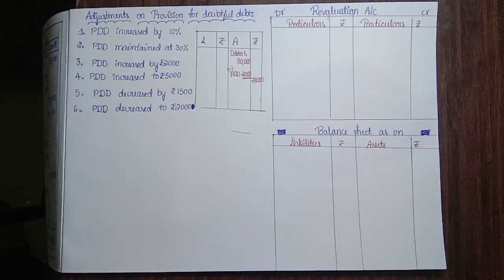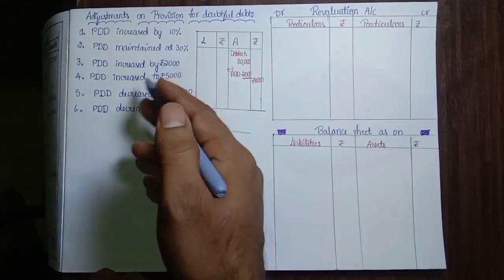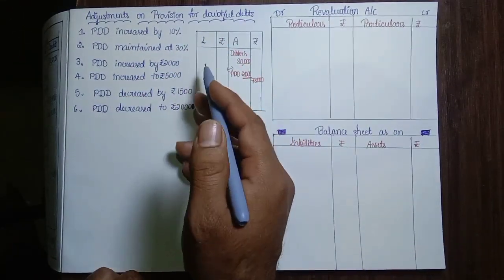Hello everyone. In this video, let us learn how to solve adjustments on provision for doubtful debts. In admission of partner and retirement of partner, in 12 marks questions, we will get one definite adjustment on provision for doubtful debts.